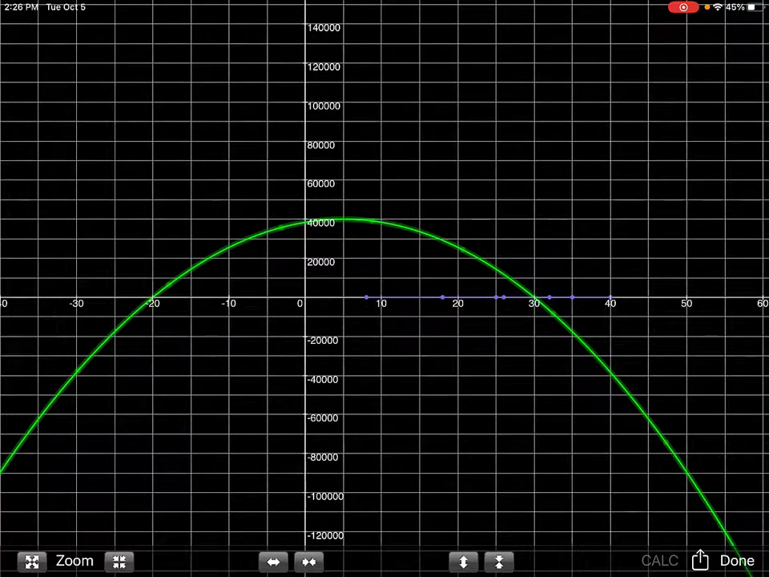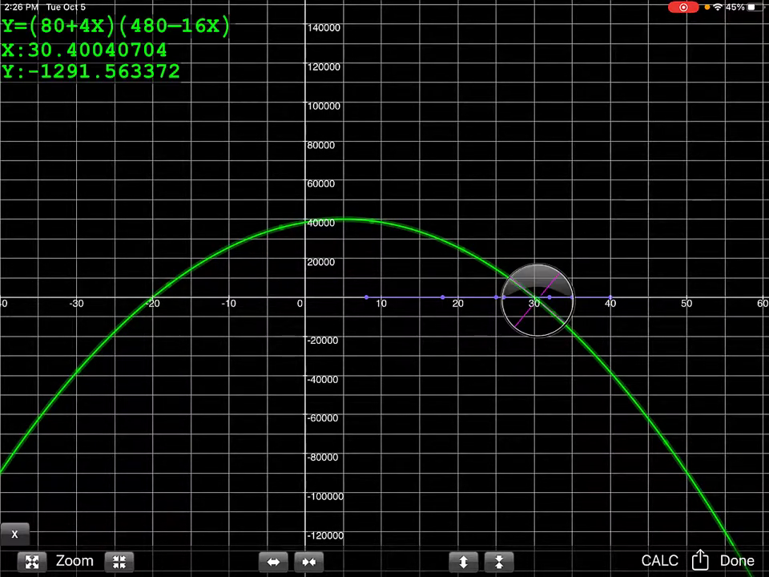Just graph that. And you'll see that this number is, see, even, that's kind of cool. Even stops it right at 0. So cool. 30, 0.